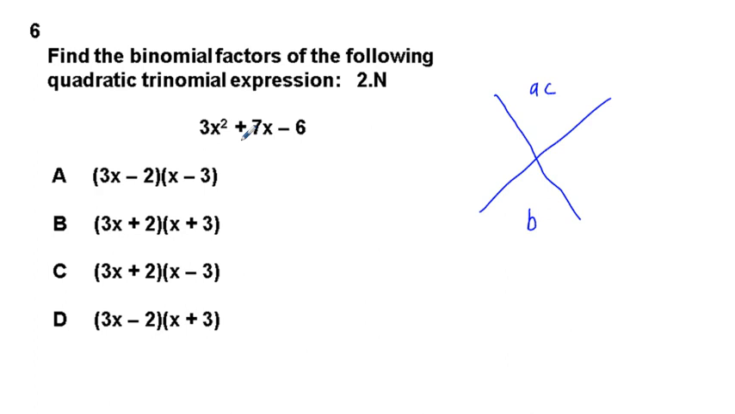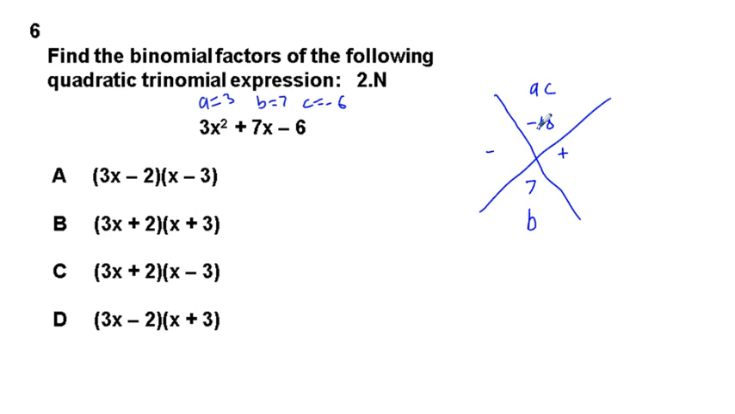A times C, well, A is equal to 3, B is equal to 7, C is equal to negative 6. So AC up here is going to be negative 18. B down below here is going to be 7. So what two numbers do you multiply together to equal negative 18, but add together to equal 7? Well, you're going to have a negative times a positive. We know that.